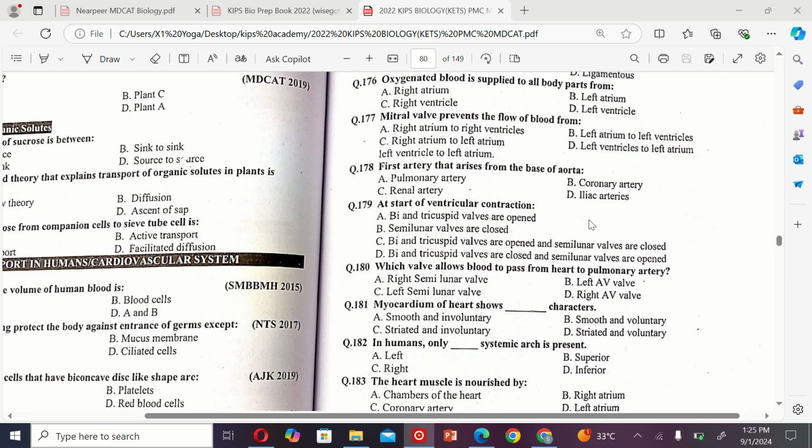Let's get started. So the first MCQ is: oxygenated blood is supplied to all body parts from A. Right atrium, B. Left atrium, C. Right ventricle, and D. Left ventricle. So the correct option is D. Left ventricle.